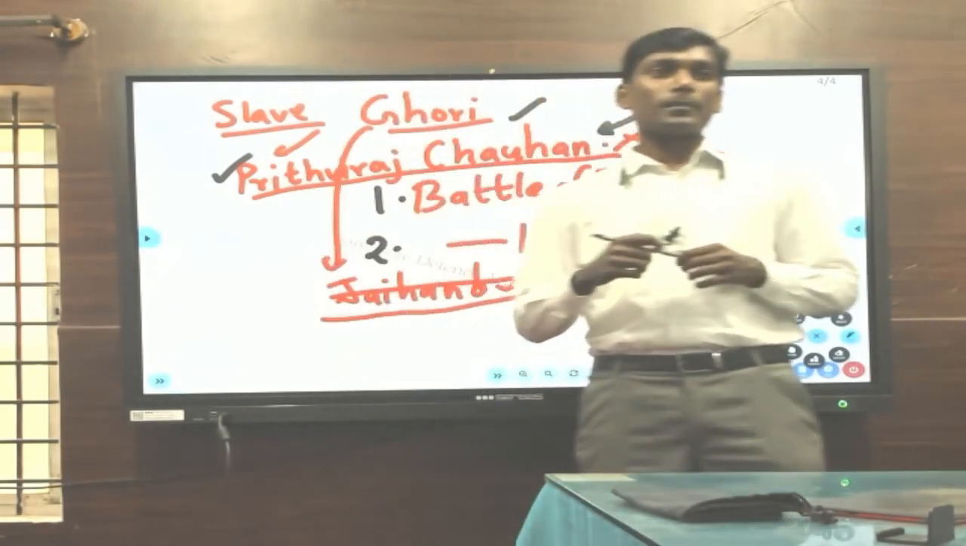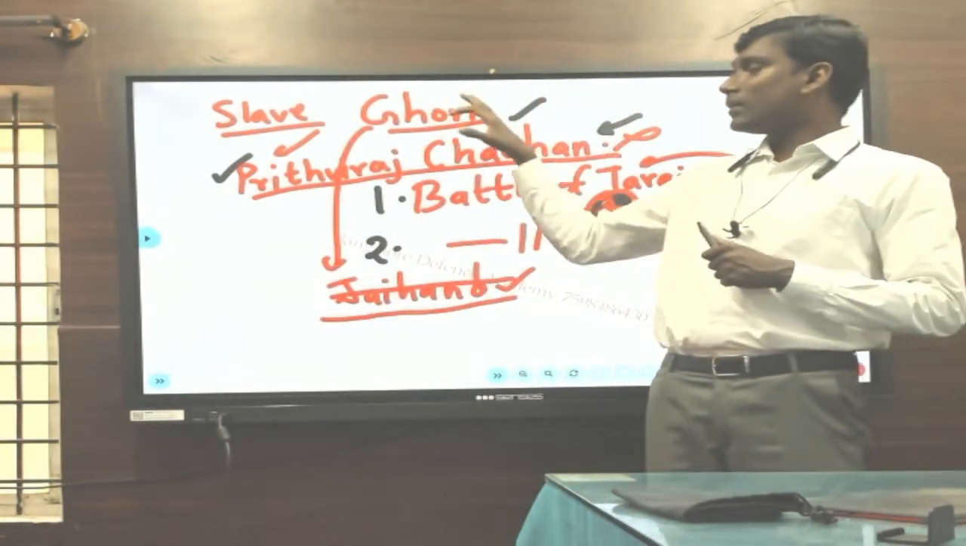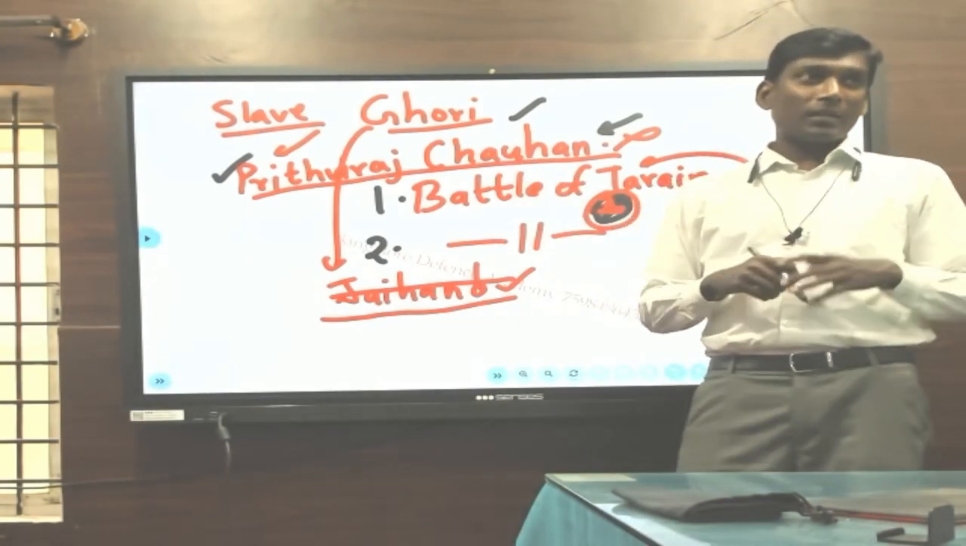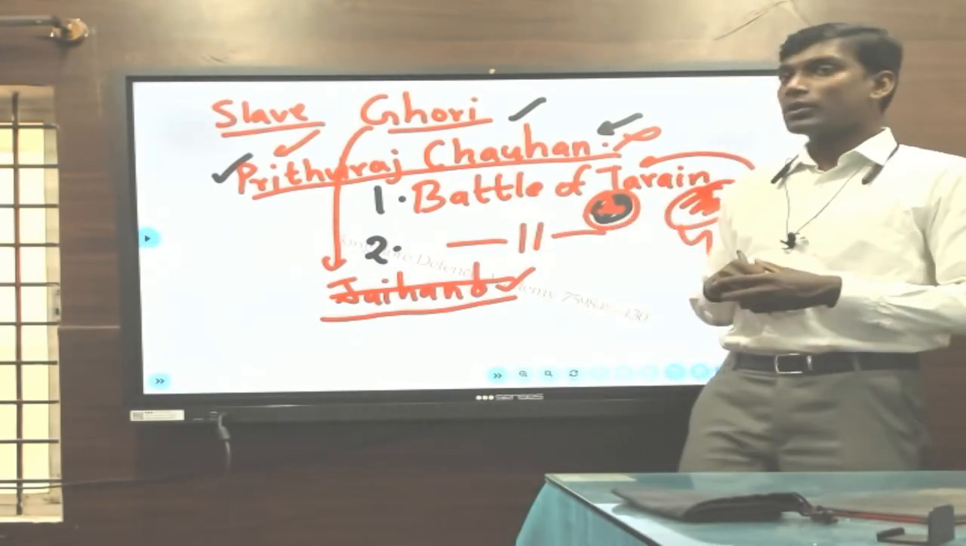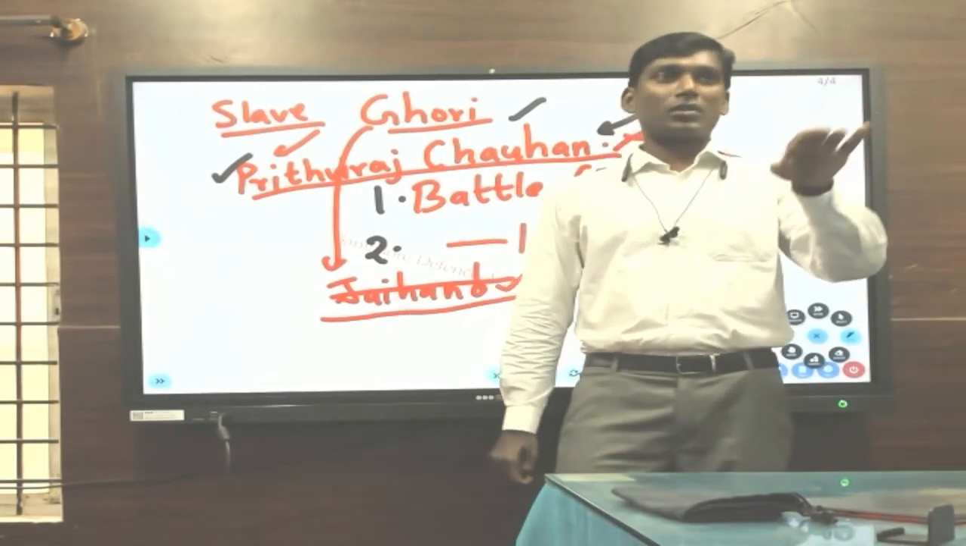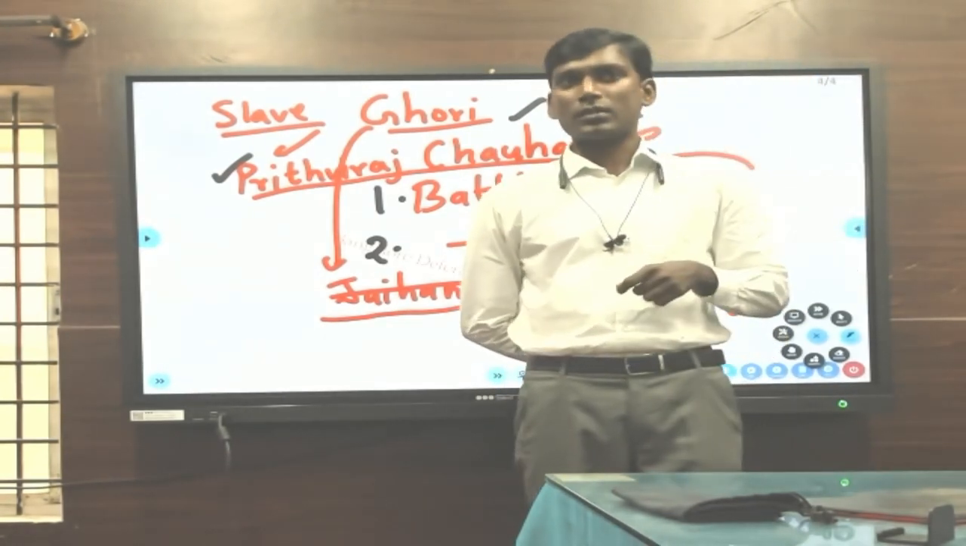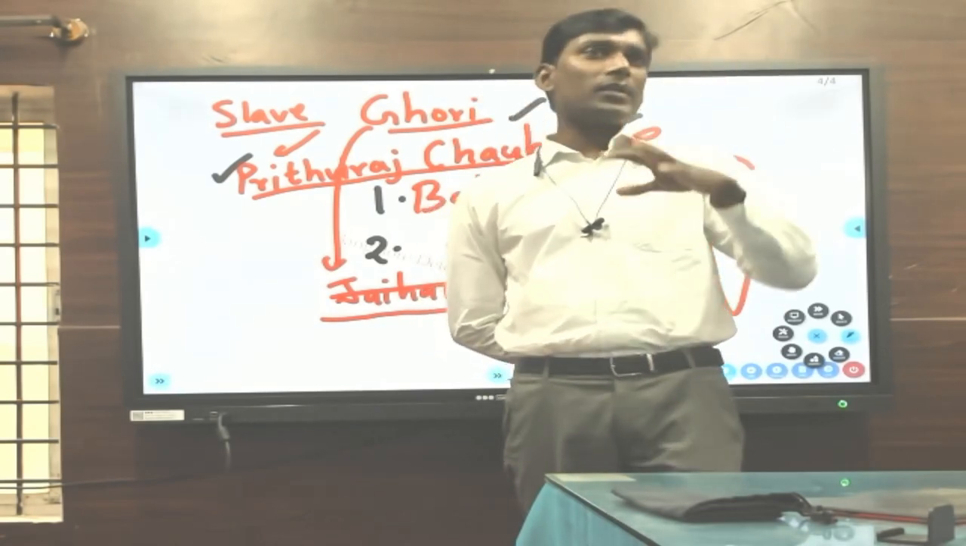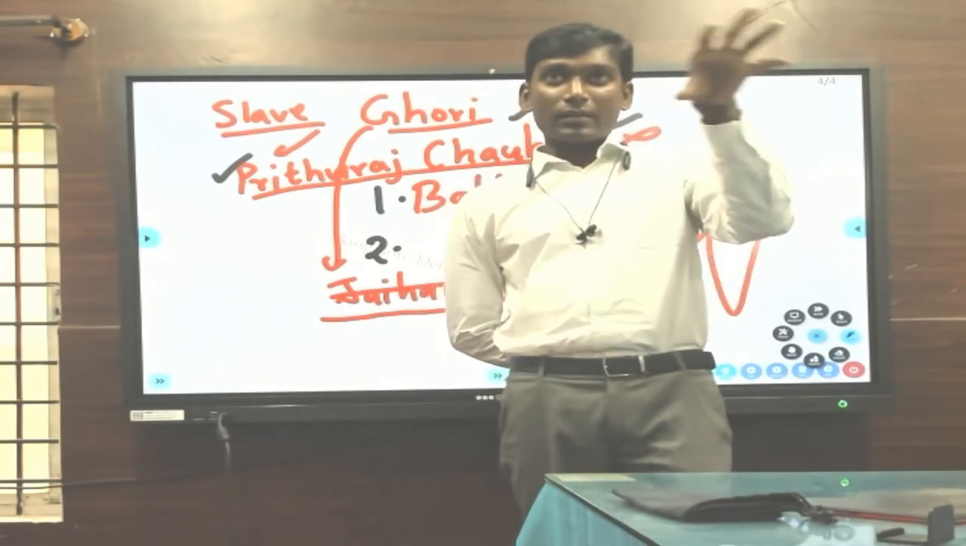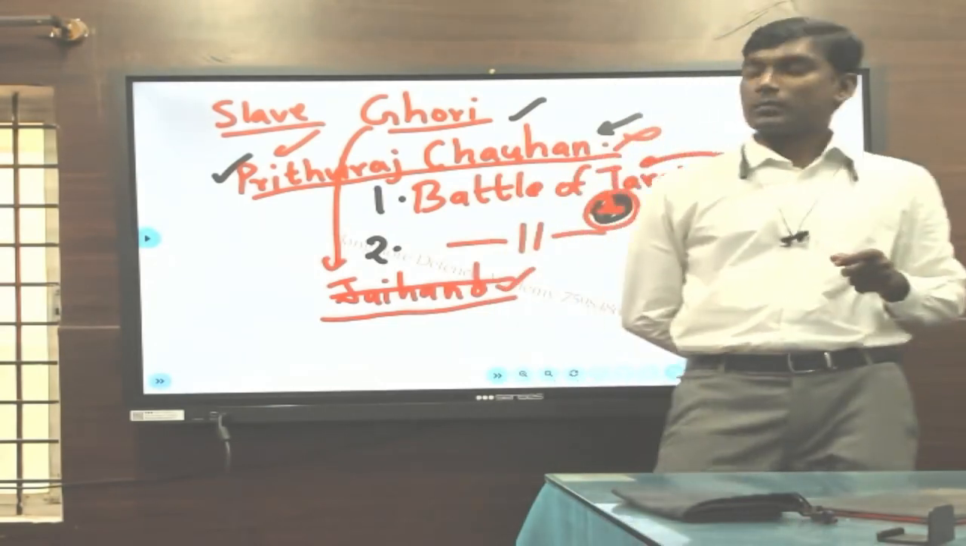He will appoint some slaves as the ministers. So what he will do, when in the battlefield, imagine there is a fighting or war going on. What Gori will do, he will watch the enemy soldiers, who is the best enemy soldier, who is fighting very bravely, who is very brave in that enemy's battalion.